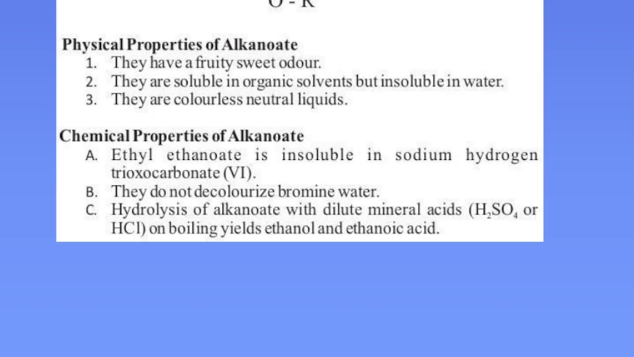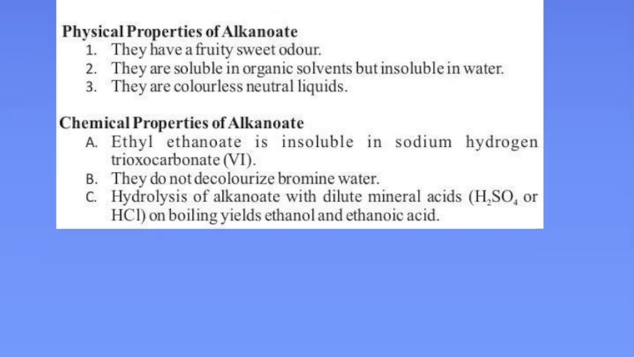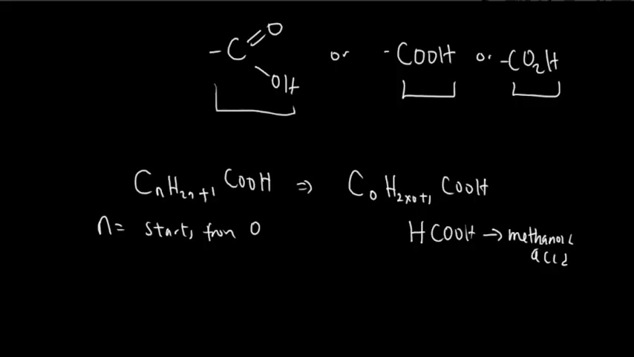However, hydrolysis of an alkanoate with mineral acid would yield an alkanol and an alkanoic acid. Remember, in the forward process, it is a dehydration reaction, but when it is going backward, it has to be hydration. I would write that reaction for us to see what I mean.